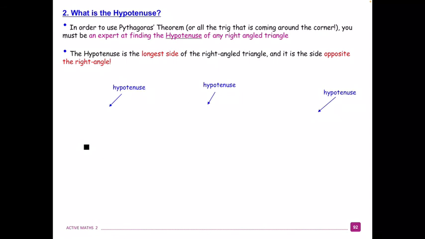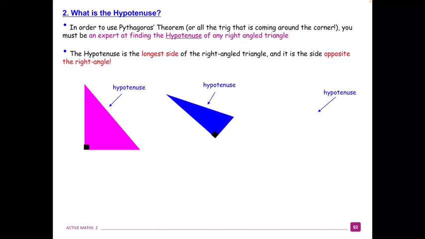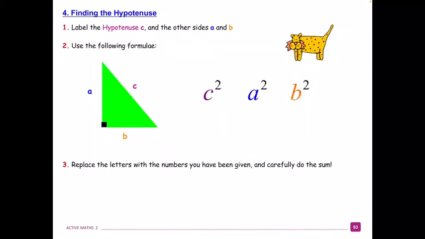Okay, let's remind ourselves of how we label a right angle triangle. In order to use Pythagoras Theorem, we need to be an expert at finding where the hypotenuse of a right angle triangle is. This is the longest side in a right angle triangle, and it is opposite the right angle.